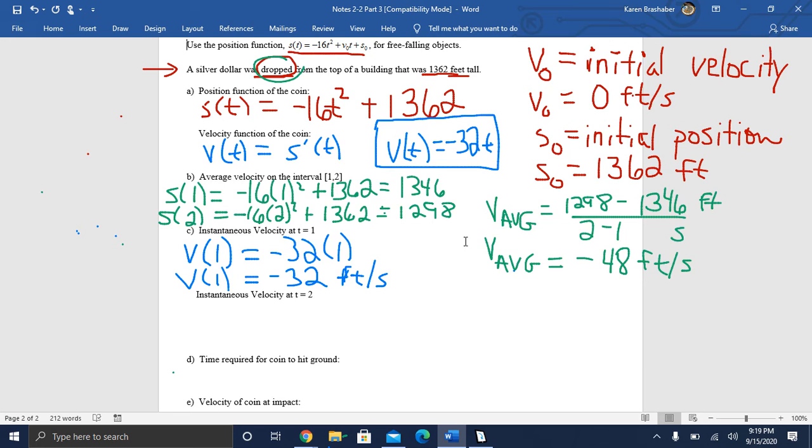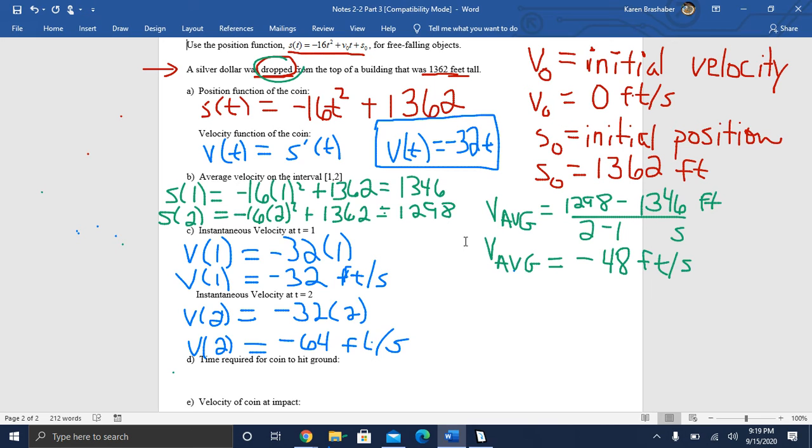Then I also am asking you in part C for the instantaneous velocity at time equals 2. So we'll do V of 2. You plug in 2 for the t value, and you get negative 64. And again, that is in feet per second. So we know the velocity not just over an interval of time, but at certain instances in time.